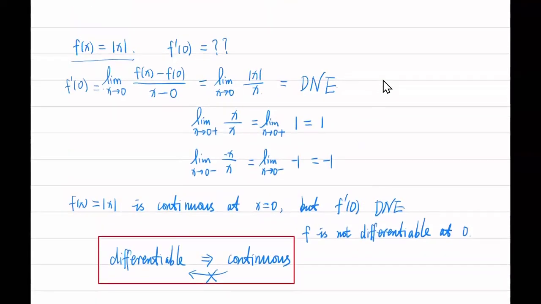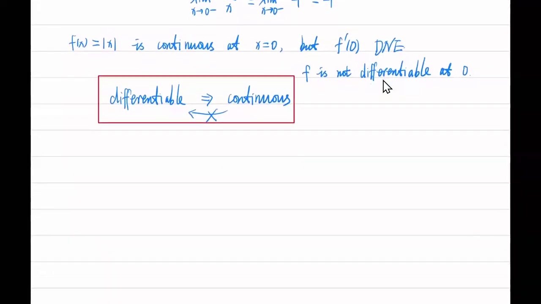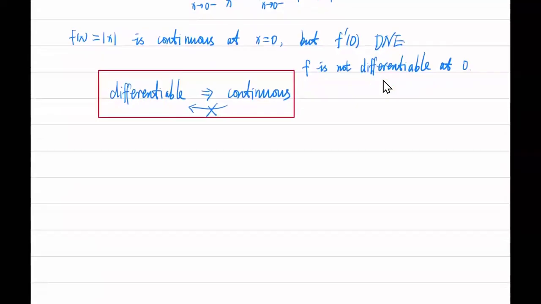So this is one example. It's not differentiable, still continuous. Okay. So that's a theorem.